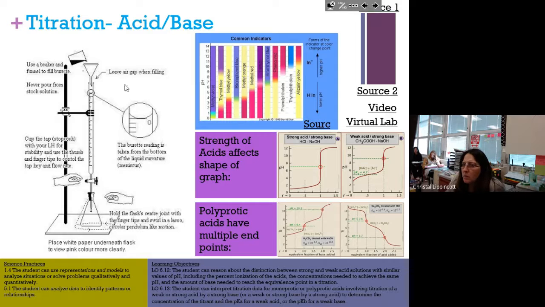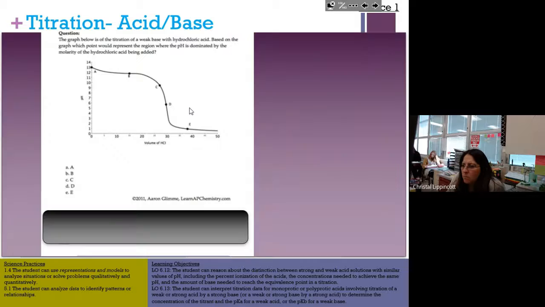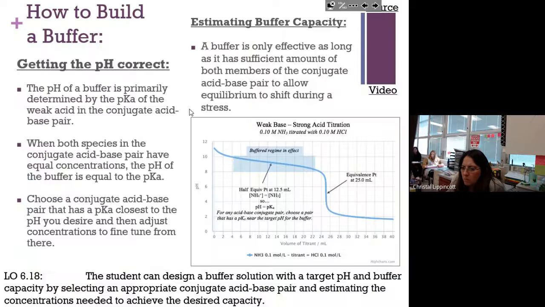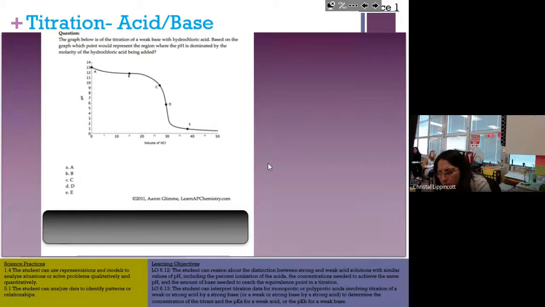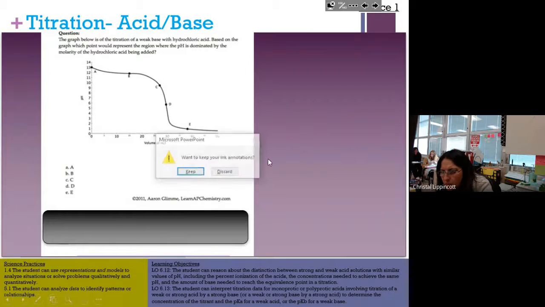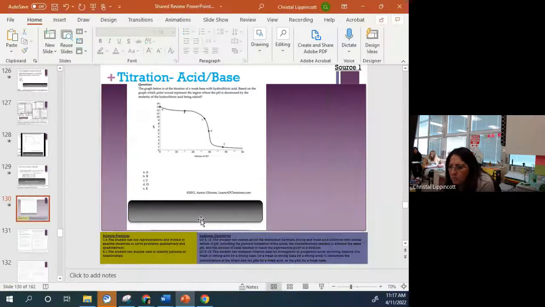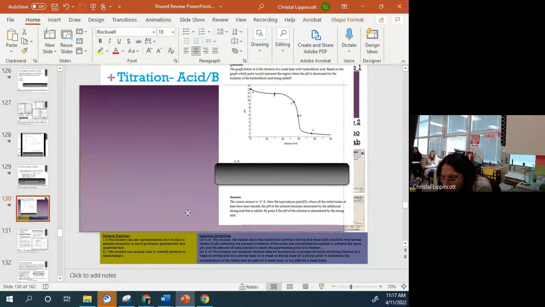I remember doing this. Yeah, do the titration. This is another one that they didn't. Oh, you didn't like that? I don't know how to do that.